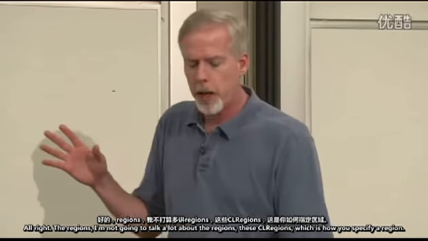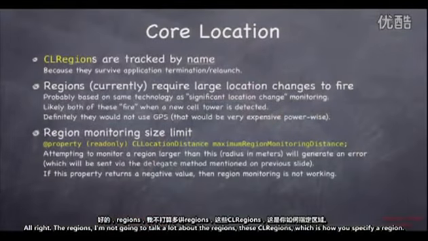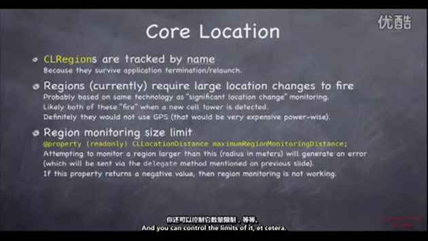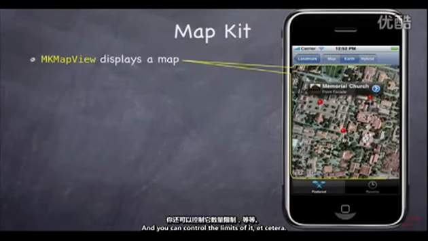I'm not going to talk a lot about the regions. These CLRegions, which is how you specify a region, they're tracked by name, again, because they have to survive launching and relaunching, and you can control the limits of it, etc. So that's Core Location. Okay, that's basic locations.